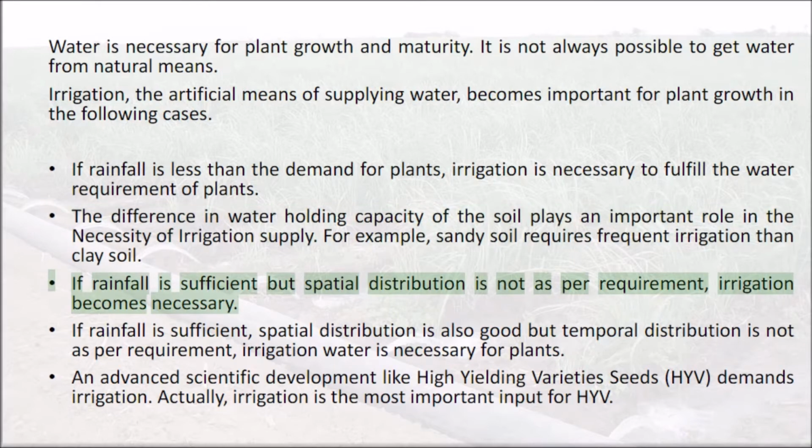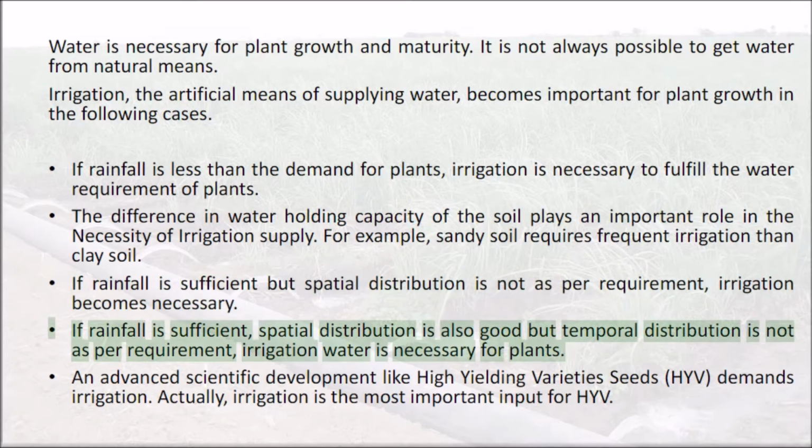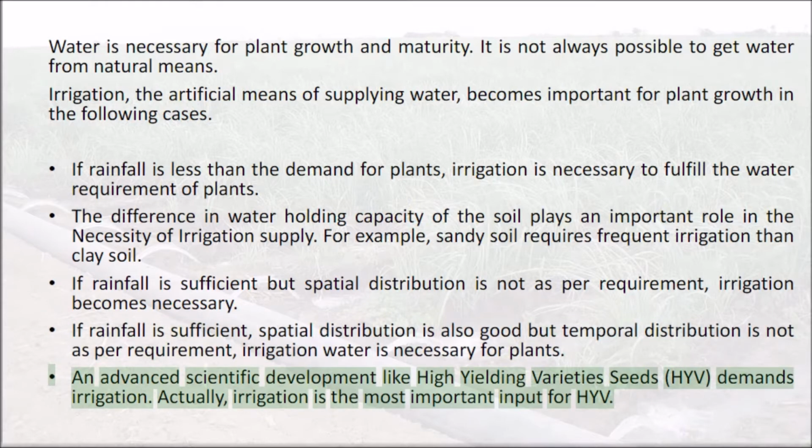If rainfall is sufficient but spatial distribution is not as per requirement, irrigation becomes necessary. If rainfall is sufficient and spatial distribution is also good but temporal distribution is not as per requirement, irrigation water is necessary for plants. An advanced scientific development like high-yielding variety seeds, HYV, demands irrigation. Actually, irrigation is the most important input for HYV.